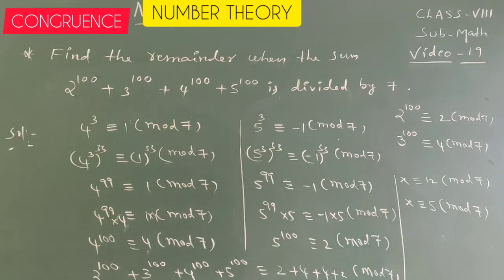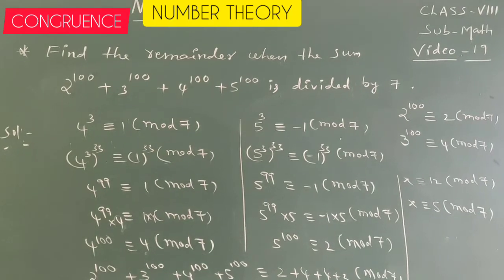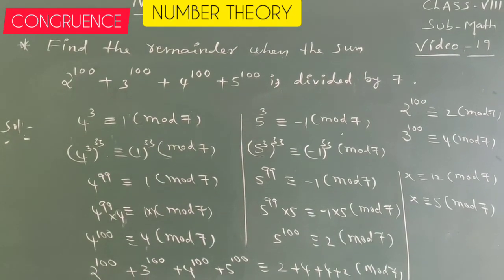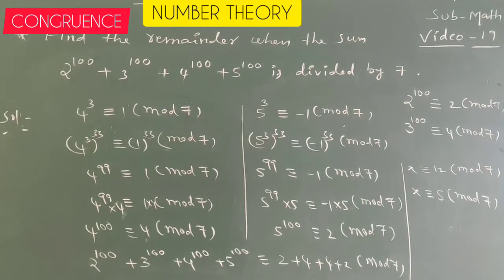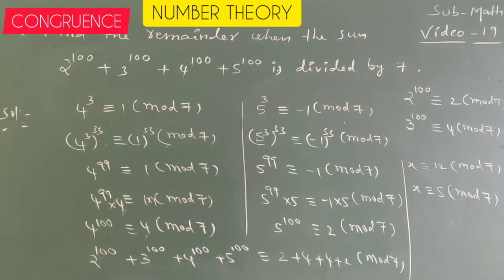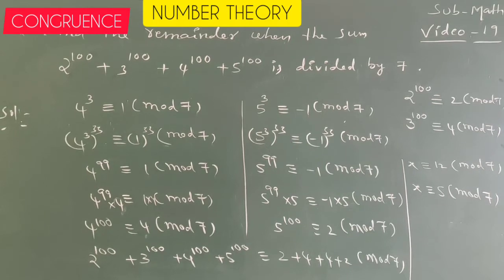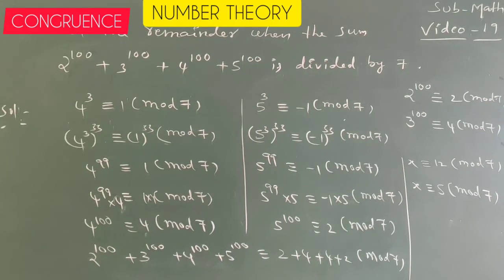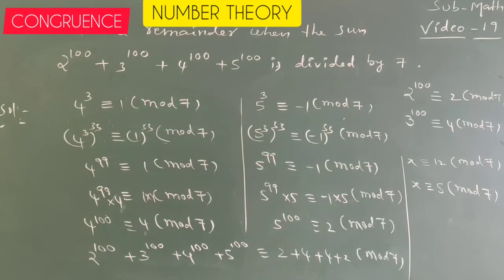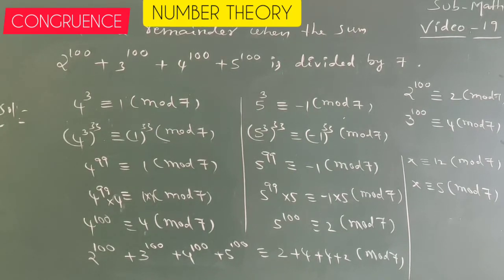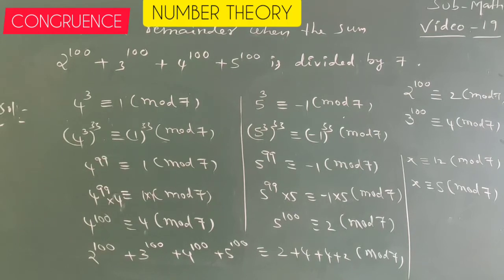Now most important one. 2 power 100, 3 power 100, 4 power 100, 5 power 100. 2 cube, 3 cube, 4 cube, 5 cube. 2 cube divided by 7, 1 is the remainder. 3 cube divided by 7, minus 1 is the remainder. 4 cube divided by 7, 1 is the remainder. 63, here 64 we have. 5 cube means 125, plus 1 means 126, that's why minus 1 is the remainder.